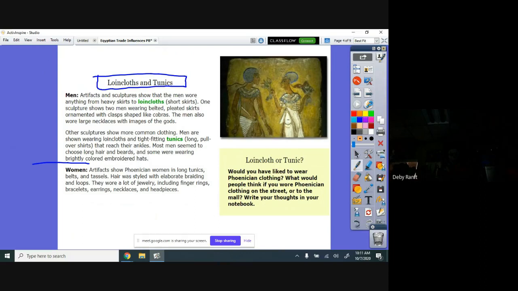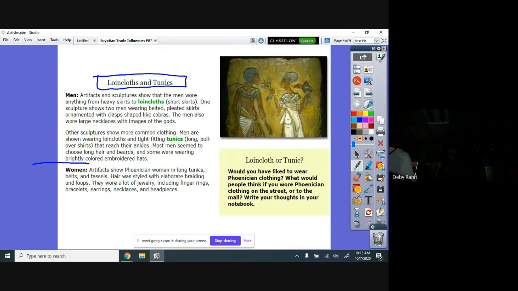Artifacts and sculptures show that men wore anything from heavy skirts to loincloths. One sculpture shows two men wearing belted pleated skirts ornamented with clasps shaped like cobras. The men also wore large necklaces with images of the gods. Other sculptures show more common clothing. Men are shown wearing loincloths and tight-fitting tunics that reach their ankles. Most men seem to choose long hair and beards, and some wear brightly colored embroidered hats.